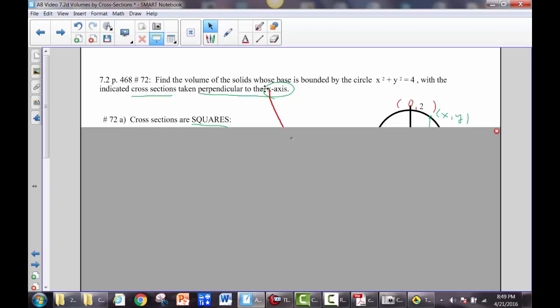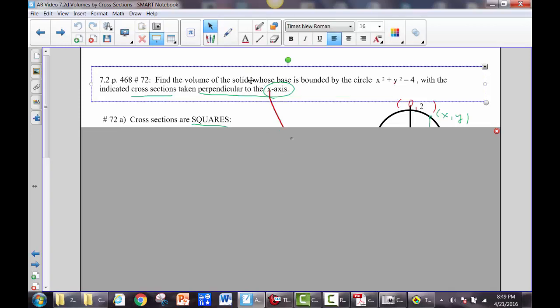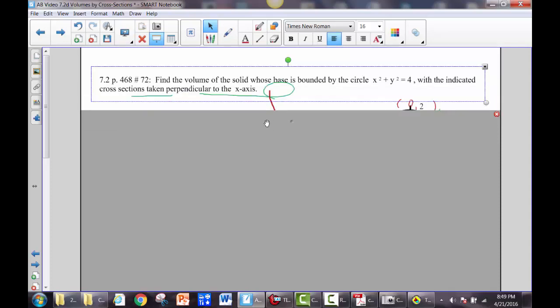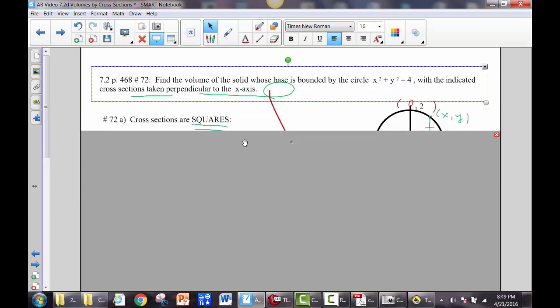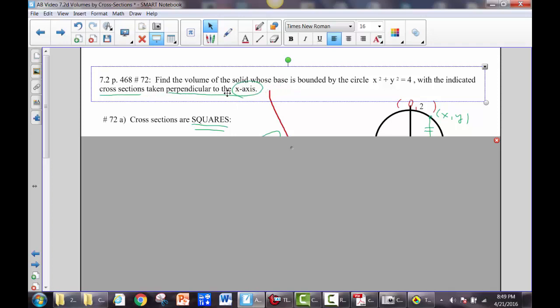Find the volume of the solid whose base is bounded by the circle. Again, nice easy circle base, x squared plus y squared equals 4, where the cross sections are taken perpendicular to the x-axis.